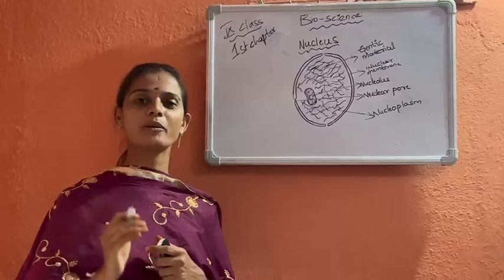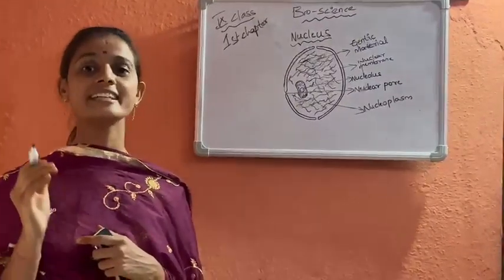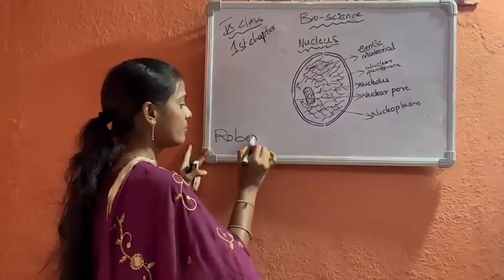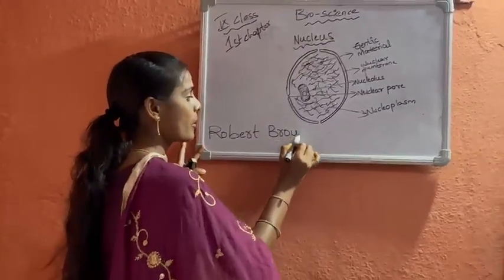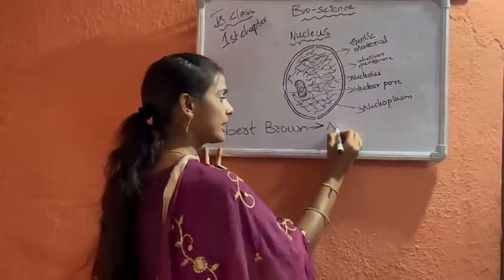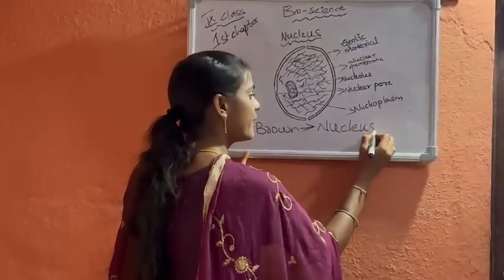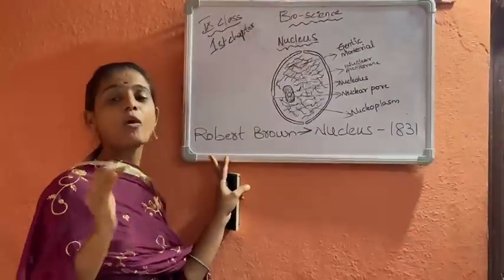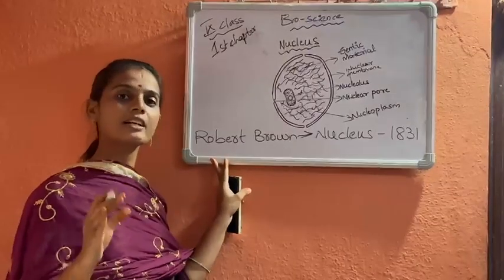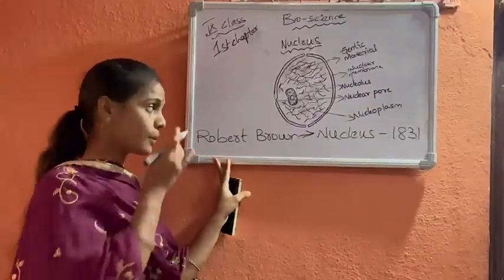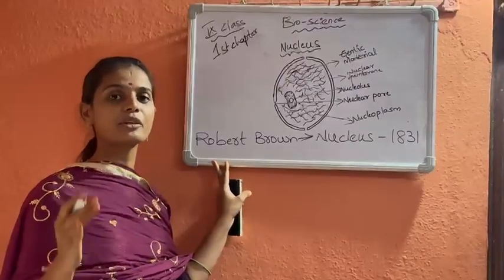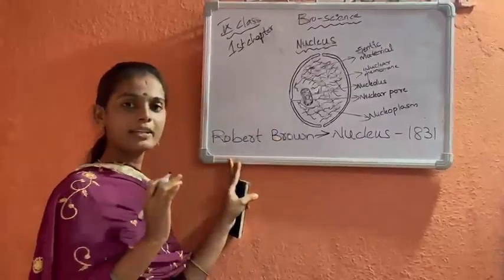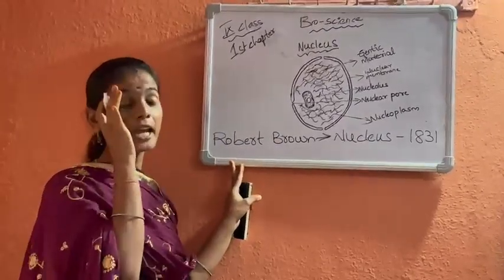A scientist named Robert Brown discovered the nucleus in the year 1831. What is the scientist name? Robert Brown. Robert Brown is a scientist who discovered nucleus in the year 1831. During this time, he didn't know the real functions of the nucleus, but he discovered the nucleus in the cell. But now we know the functions of the nucleus and its importance. Nucleus was discovered by Robert Brown in the year 1831.